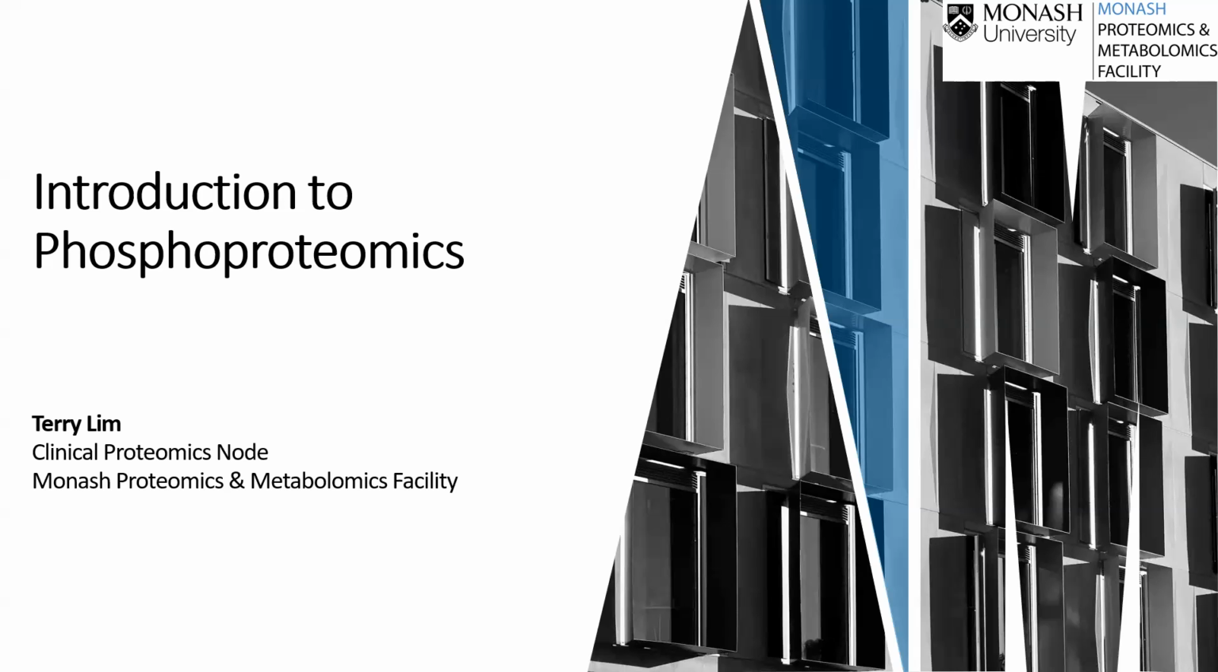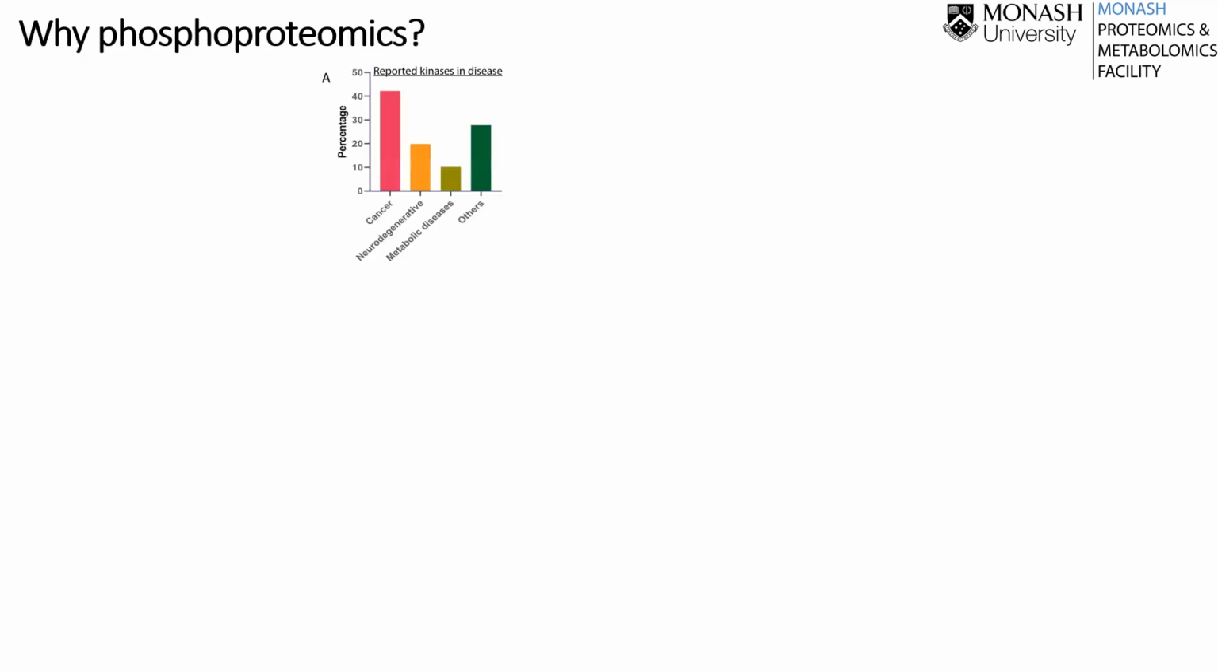I'm just going to talk about phosphoproteomics, and then in the second half, I'll talk about the Olink technology. So why phosphoproteomics? Phosphorylation plays an important role in many cellular functions, including cell cycle, cell division, gene transcription, motility, metabolism, even apoptosis as well.